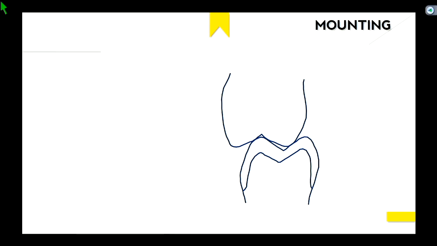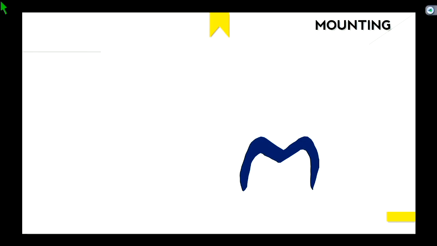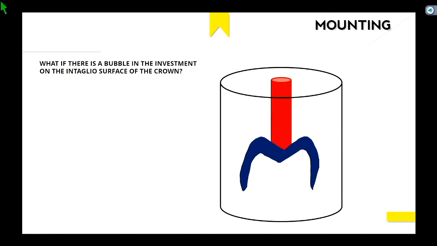Okay, so we're going to paint a few scenarios to see if we can think through this. Again, we have a crown. This is our wax up. The crown is waxed up. And the question is, what if there's a bubble in the investment material on the intaglio surface of the crown?